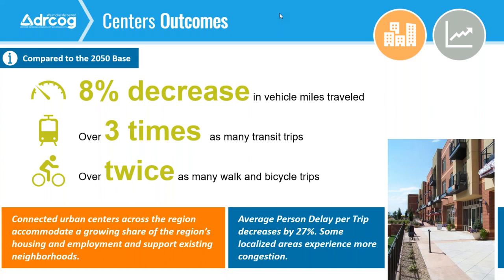And as we note here, at the bottom, connected urban centers across the region accommodate a growing share of the region's housing and employment and support existing neighborhoods. So this gets back to the anchoring in Metro Vision that Andy talked about earlier. And then we also note that average person delay per trip decreases by 27%. That said, and that's across the region, some localized areas do experience more congestion.